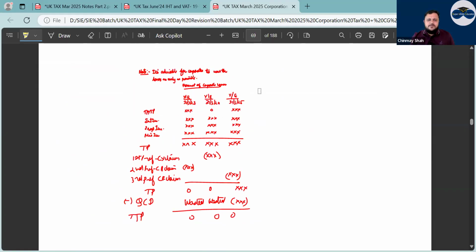This is the format for the thing that I talked about. In current year and carry back, QCDs are wasted. Here you can save the QCD. Here you can save the QCD. Here QCDs are wasted. Correct?